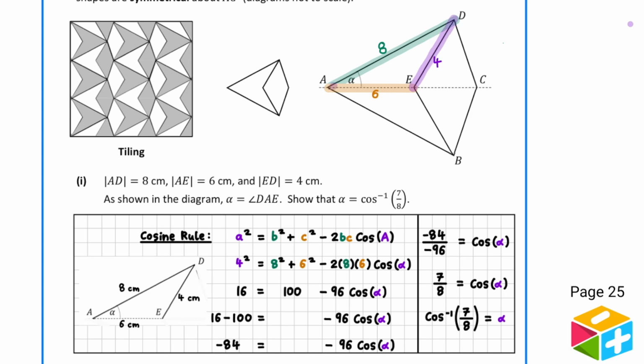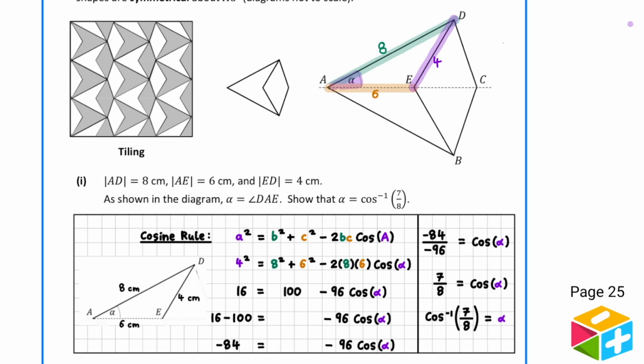In the diagram, one of the angles is labelled alpha, and we must show that alpha is equal to cosine inverse of 7/8. Well, if we take a look at the values we're given, they all live in the same triangle, AED. Let's focus in on this triangle. We know all three side lengths, and we're trying to find an angle. So all in all, we're working with 3 sides and 1 angle.